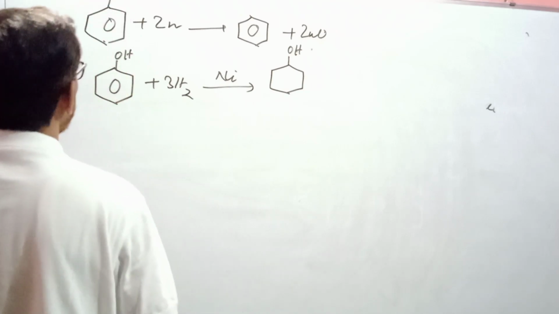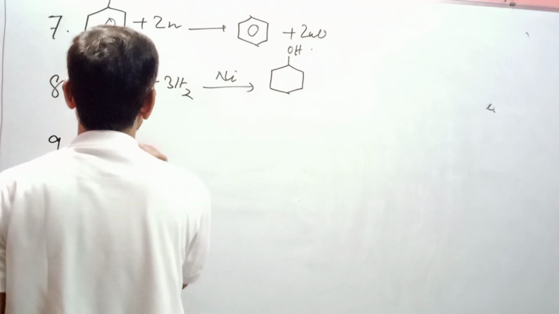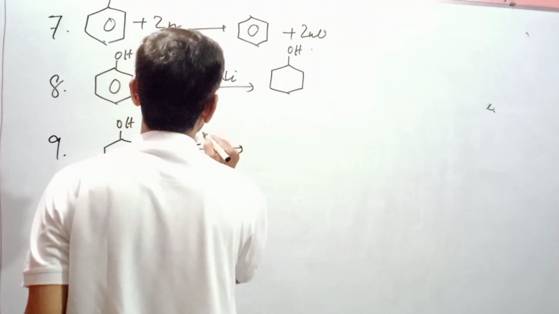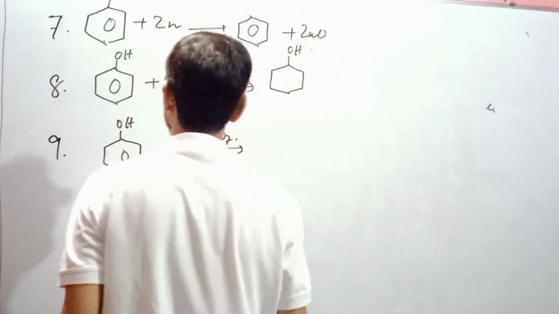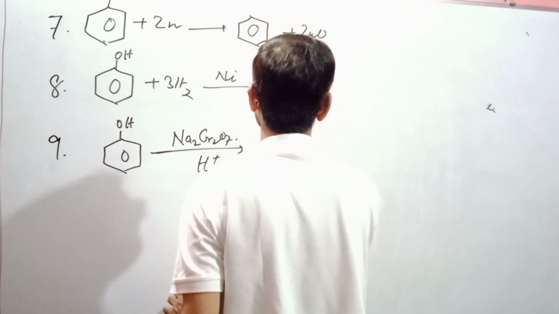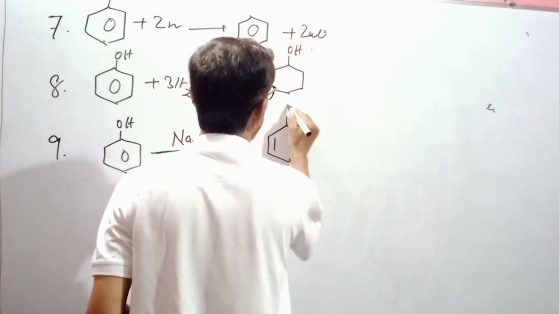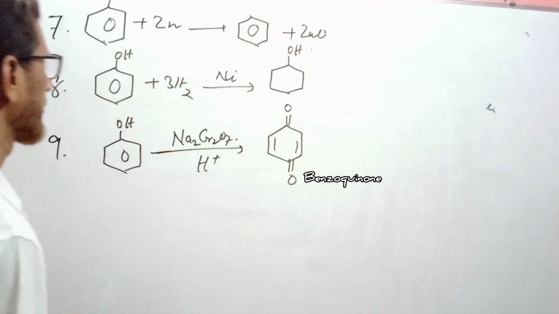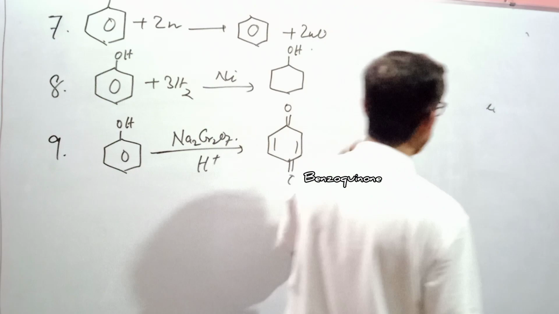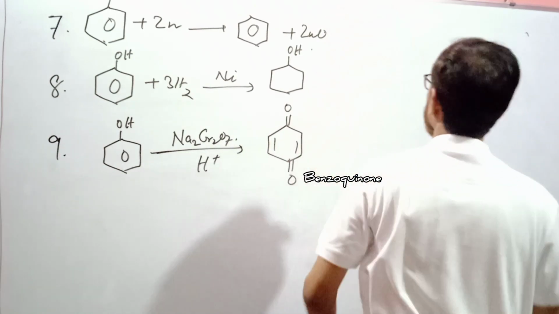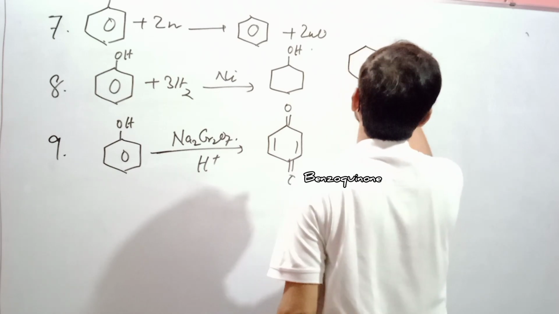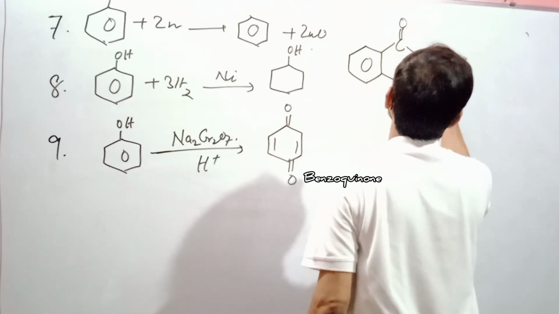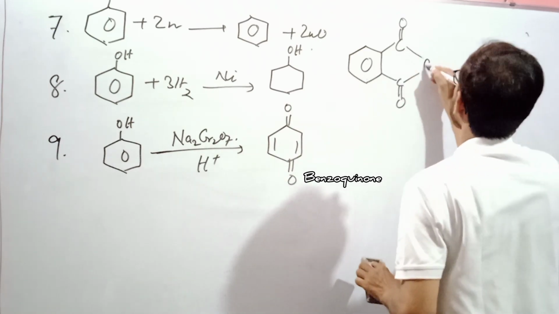And when phenol is mixed with Na2Cr2O7 in the presence of acid, it gives benzoquinone. And next, phthalic anhydride.